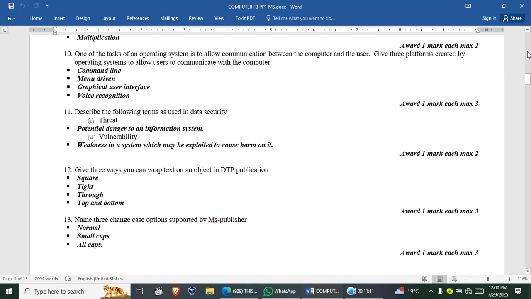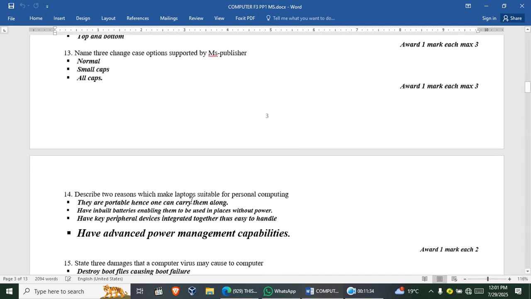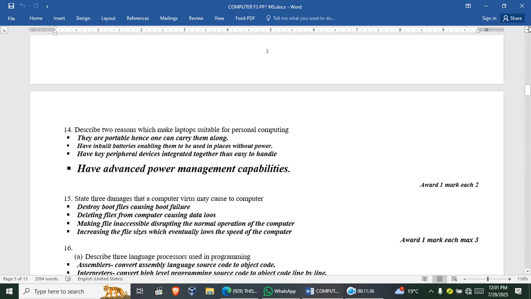Name 3 change case options supported by MS Publisher. Now we are not using Microsoft Word. So we have normal, that is a normal sentence, which begins with a capital letter and ends with a full stop. We have small caps. These are small capital letters, and all caps. Now all caps makes everything, like a paragraph or a sentence, uppercase or capital letters.